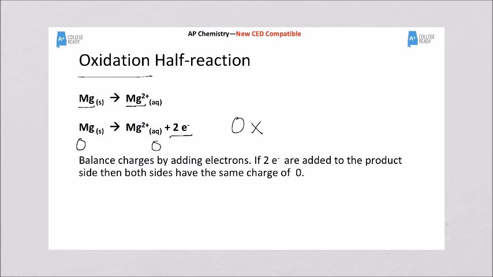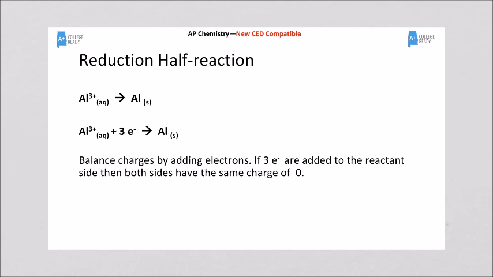So we'll move on. The other half reaction must be reduction. Notice there's an overall +3 on the reactant side. We have the element aluminum as a product, so this side is 0. We need those 3 electrons to balance that half reaction. There's nothing else to balance. The aluminum's already balanced, oxygen's not there, hydrogen wasn't there. So you can see this is a lot less complicated.